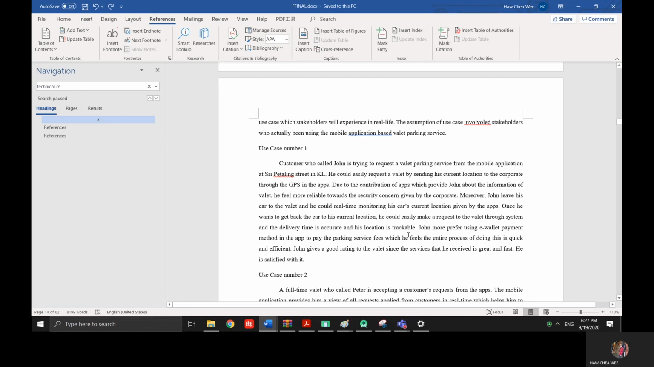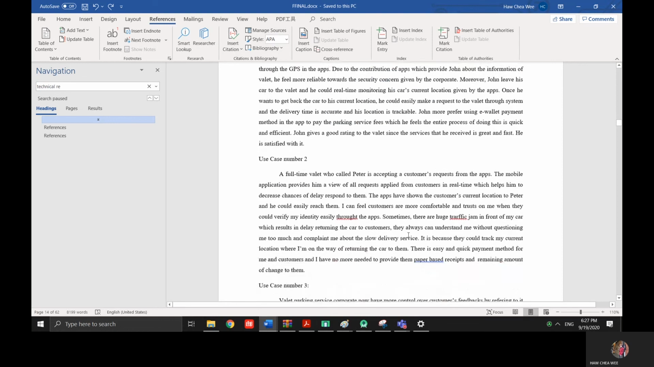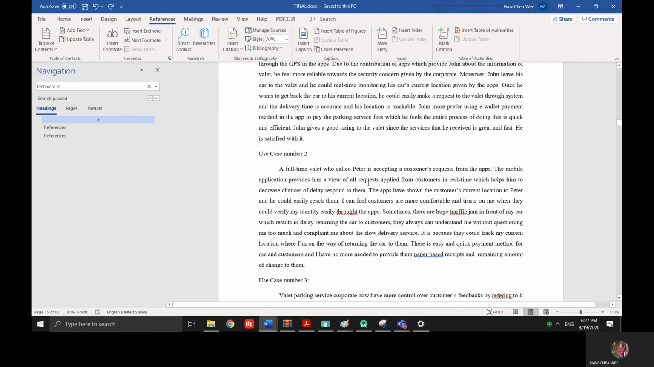John also prefers using the e-wallet payment method in the apps to pay the parking fees instead of cash, because he feels this method is quicker and more efficient. The second use case is the valet called Peter. He is accepting the customer request from the apps. The mobile application provides him a view of all requests from customers in real time, which helps him decrease the chances of delayed response. The apps also show the customer's current location to Peter, so he can easily find where they are located. Customers are more comfortable and trust Peter, because they can verify his identity easily through the apps.